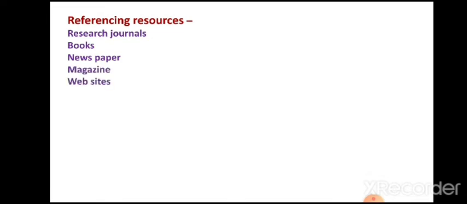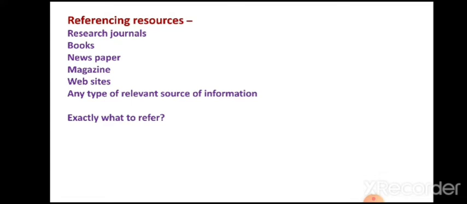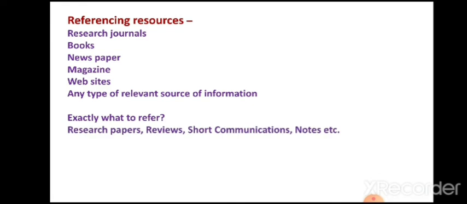Now, what are the different referencing resources from which you can gather information? These referencing resources are research journals, books, newspapers, magazines, websites, or any other relevant source of information. Exactly what to refer to in relation to your dissertation or project work: you need to refer to research papers, reviews, short communications, and research notes. All these materials you will get online as well as offline in journals.